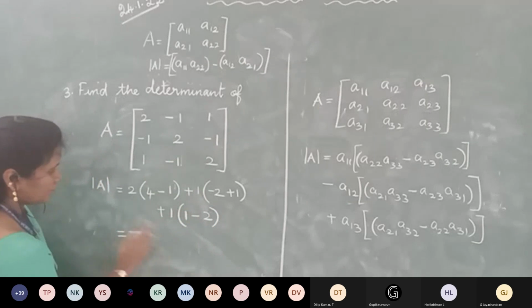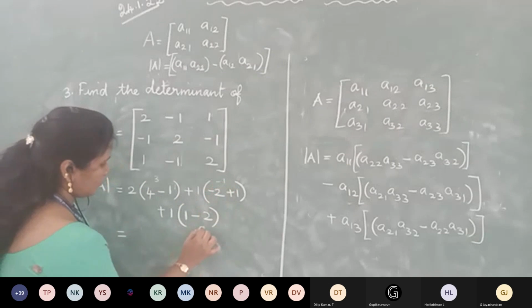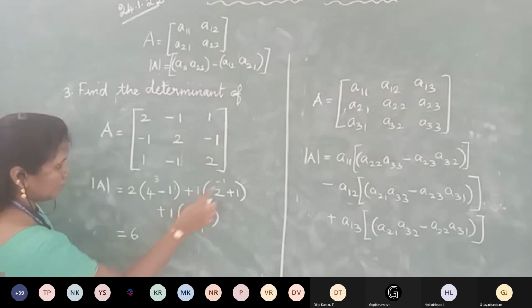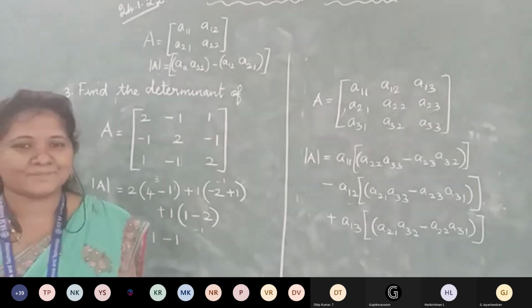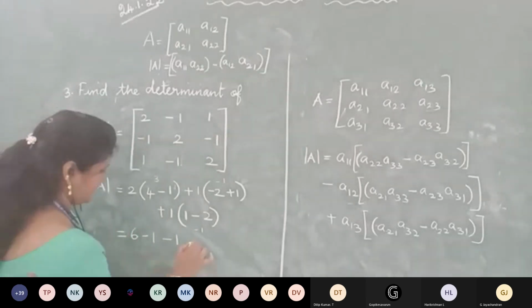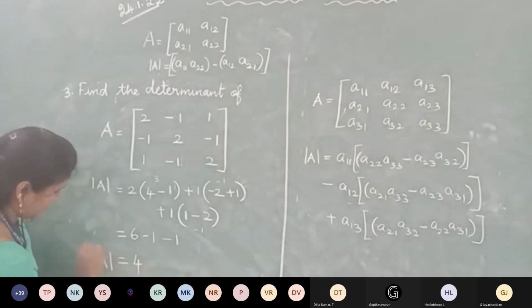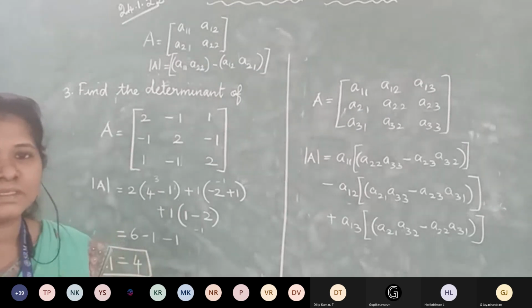Okay, so here you'll have 3, here you'll have minus 1, here you'll have minus 1. So 3 into 2, it is 6. Here it will be minus 1 into 1 minus 1. So everyone, what are you getting? Are you getting 4? Your determinant of A is equal to 4. Are you getting? Yes? No?